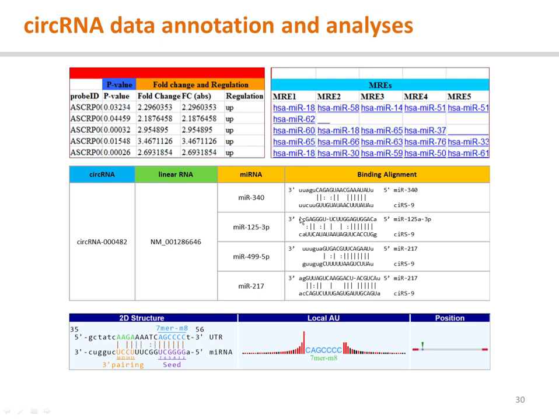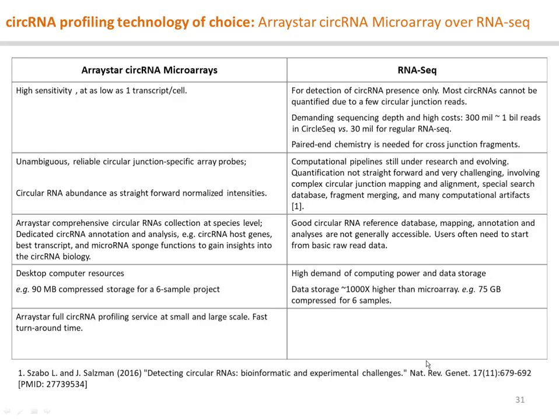The circular RNAs are analyzed for differential expression, annotated with genomic information, and predicted for microRNA sponge functions, such as microRNA binding seed regions, local AU, and binding positions. This table summarizes why circular RNA microarray is the circular RNA profiling technology of choice in terms of high sensitivity, unambiguous reliability, straightforward bioinformatics analysis, no demands on computational resources, and faster turnaround time.